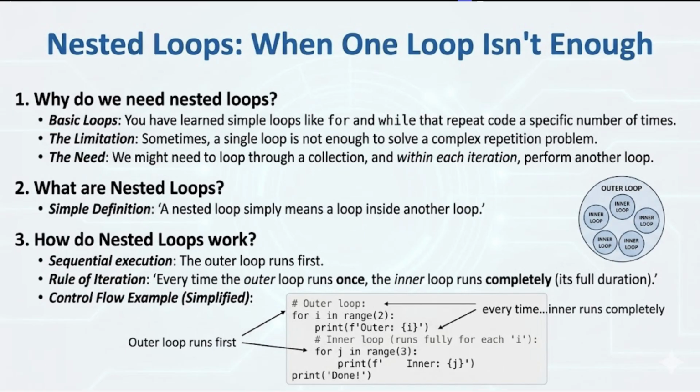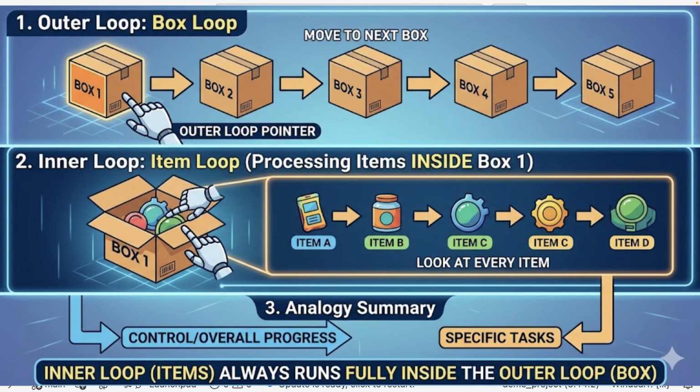The outer loop runs first, and every time it runs once, the inner loop runs fully. So think about it like this. Imagine you have several boxes. Inside each box there are several items. First you open one box, and then you look at every item inside that box. Then you go to the next box, and then look at every item again. So the box loop is the outer loop, and the item loop is the inner loop.